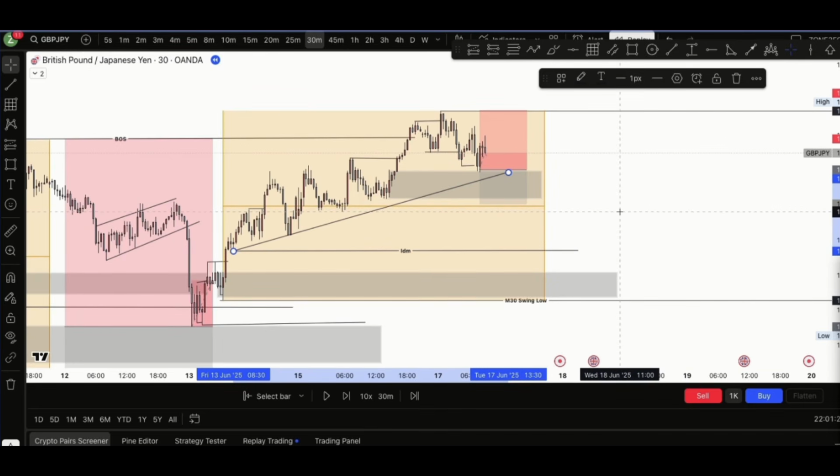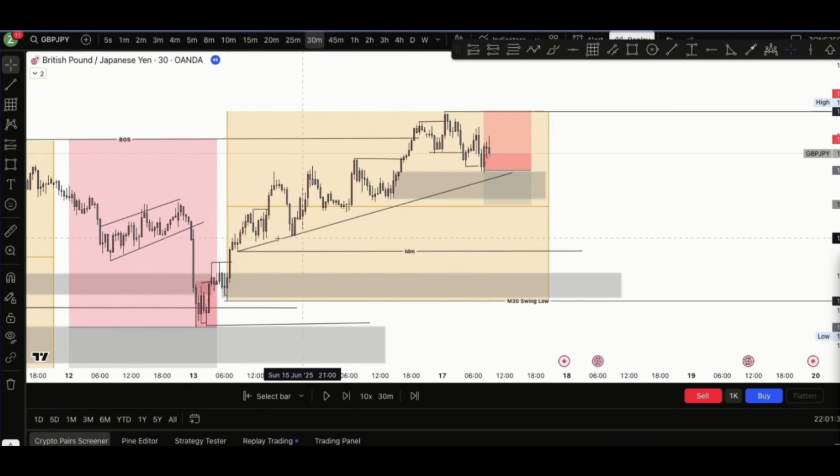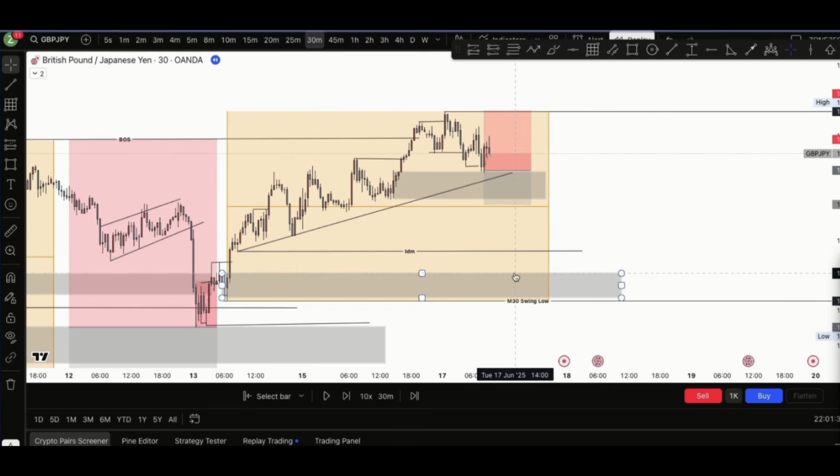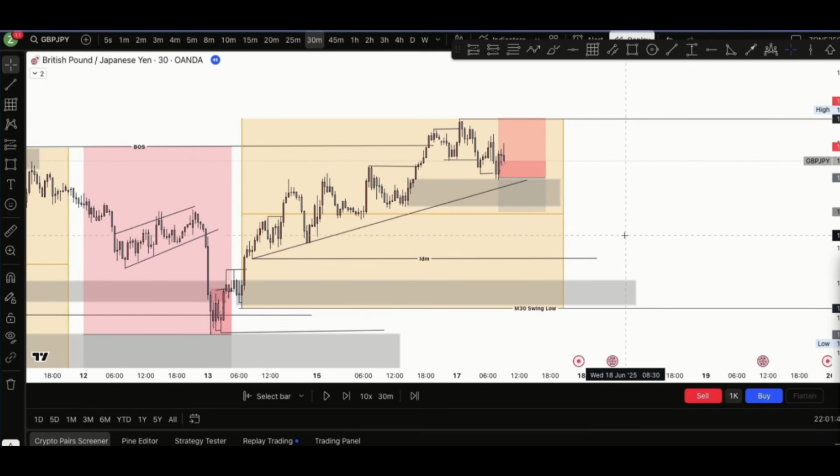If we get time someday, we will talk about internal range liquidity and external range liquidity. The whole of these are internal range liquidity. So price will have to grab them in order to come to this point of interest and then go and take the external range liquidity. So now let's see what happened.